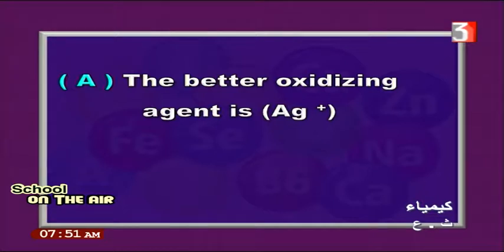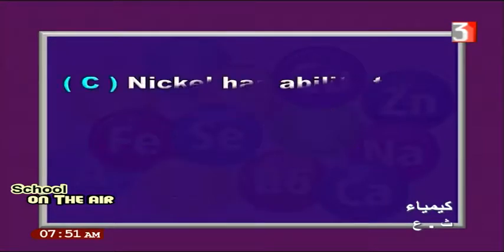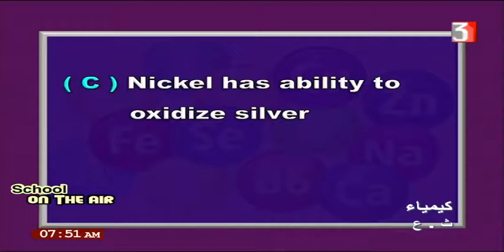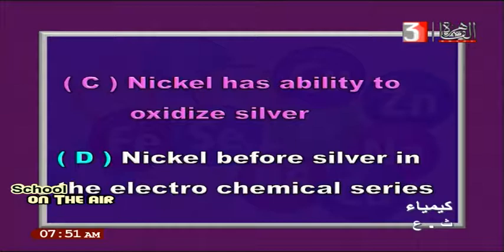The best oxidizing agent is silver, which is right as the reduction potential of silver is higher. The best reducing agent is sodium. This is right also as sodium has higher oxidation potential. Nickel has the ability to oxidize silver, as nickel is before silver in the electrochemical series. We find the answer is number C, as silver has the ability to oxidize nickel, not the reverse.